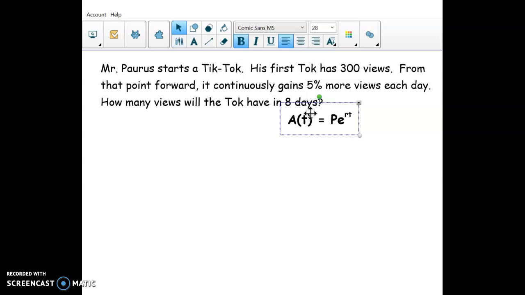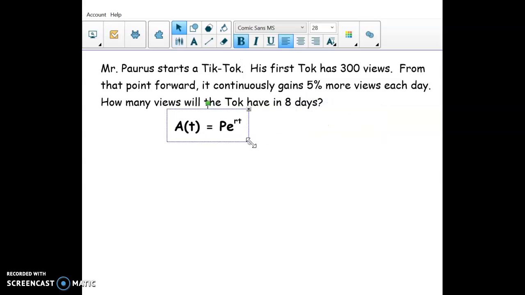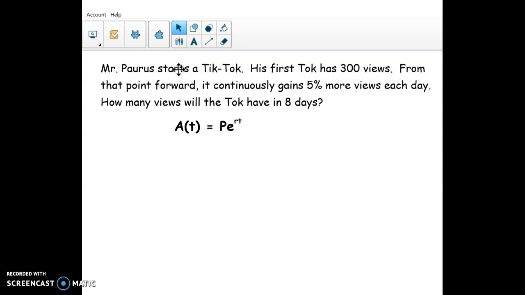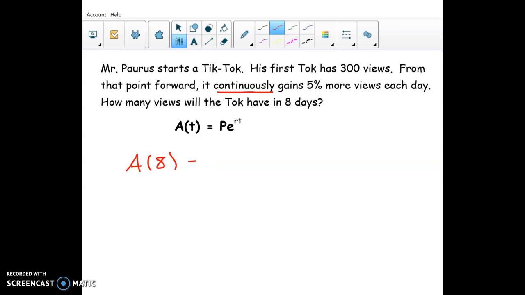Okay, so this one says continuous, so we've got to use this Pert formula, right? And again, that's because it says continuous. So we want to find the amount after 8 days. I know time is usually years, but it is 5% per day, and we want to find in 8 days, so we should be okay here. And our initial amount is 300. e, remember, is just that number, 2.7 something. Okay, and then we're going to do the rate times the time. So the rate as a decimal, if I move it over twice, is 0.05, and the time is 8.